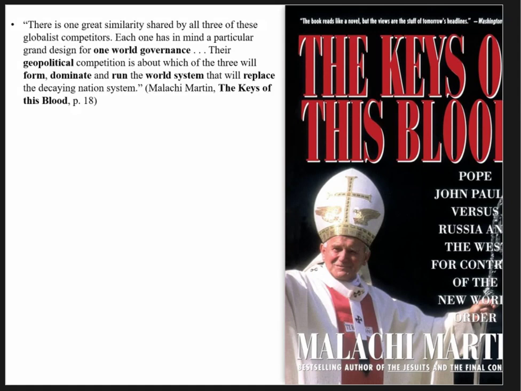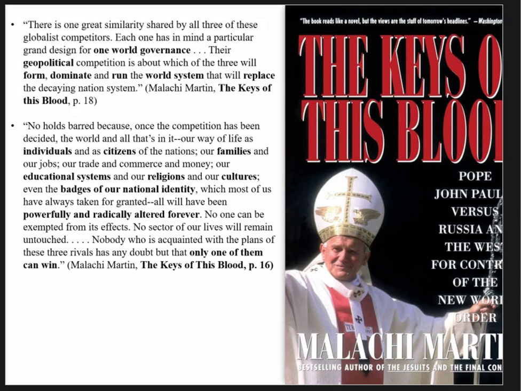Now, Martin harbors no doubt about who will win in this tooth and nail competition. He says the Roman Catholic papacy, and Martin describes in chilling words what will happen when the papacy regains its power. Let's read what he has to say in his book on page 16. No holds barred, because once the competition has been decided, the world and all that's in it, our way of life as individuals and citizens of the nations, our families, our jobs, our trade, commerce, and money, our educational systems, and our religions and our cultures, even the badges of our national identity, which most of us have always taken for granted, all will have been powerfully and radically altered forever.